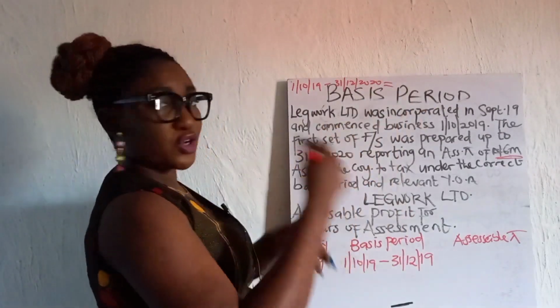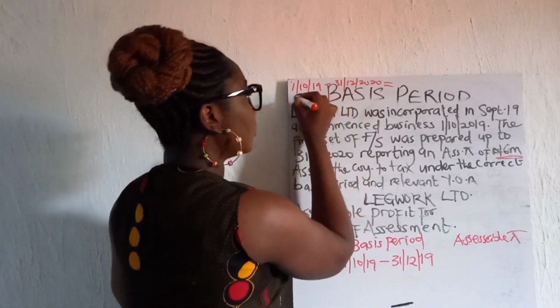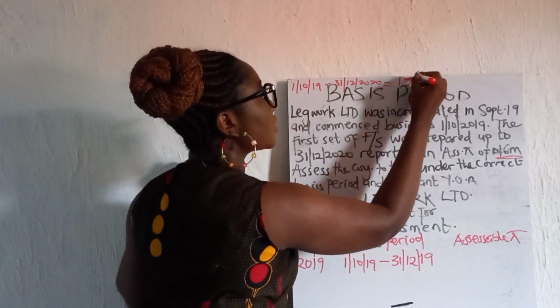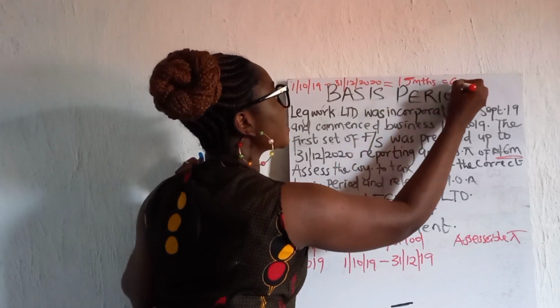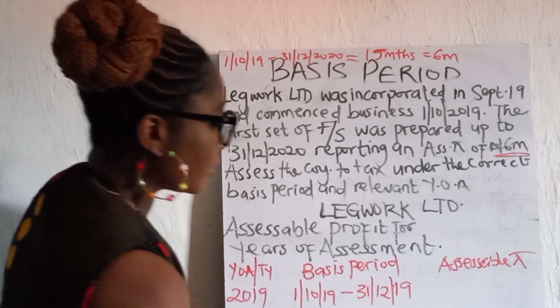You can write it out too. You can't count on your fingers because you might go over your fingers again and forget how many times you've gone over it. So you can write it out. October, November. So you have 15 months. So in 15 months, they made 6 million naira. So what do you do here? You prorate, which is a normal thing, right?